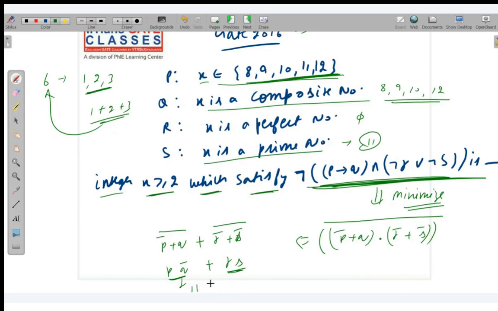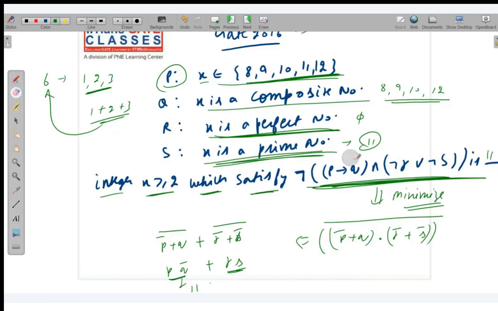Plus means union. So now you want to add something extra, R and S. R is perfect number. No, there is no perfect number here. Let me say it like this: please do not try to link it with P. You just say X is a perfect number and X is a prime number. I cannot have any number which is perfect as well as prime, so it will give us nothing. So finally 11 is the answer. I hope I have made the point clear. So the answer to this question is 11.